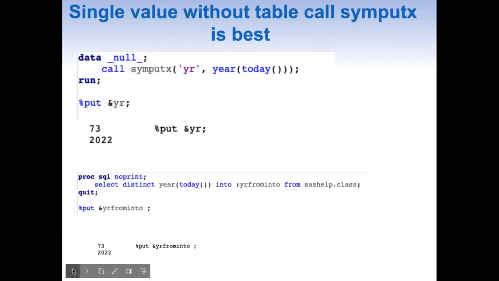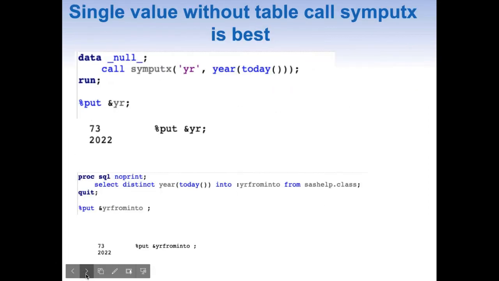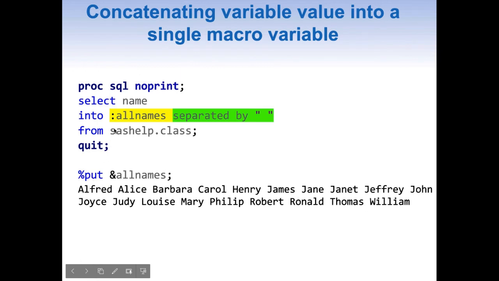Now let us try to understand this by looking into the sashelp.class dataset. What we want to do here is take the name variable and concatenate all of these values into one macro variable. Let's see how we can do this by using the proc SQL into clause. With proc SQL into clause, all I need to do is say select name into colon macro variable name, separated by a delimiter. Here the delimiter is space, from sashelp.class.